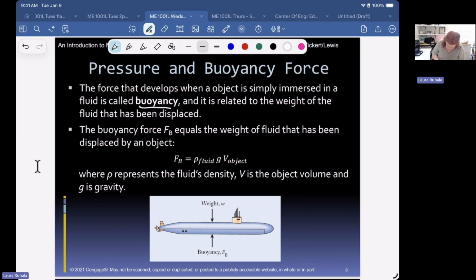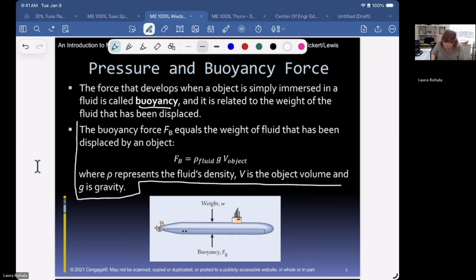So let me go ahead and put a box around this. So the buoyancy force, we'll call that F sub B for buoyancy, is equal to the weight of the displaced fluid. Well, what's the weight going to be? It's going to be the density times gravity times the volume of the object, where mu is the fluid's density, V is the object's volume, and g is gravity.